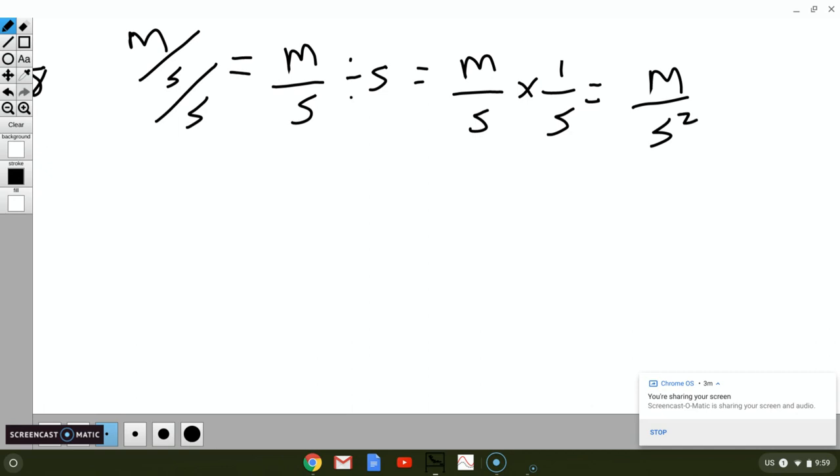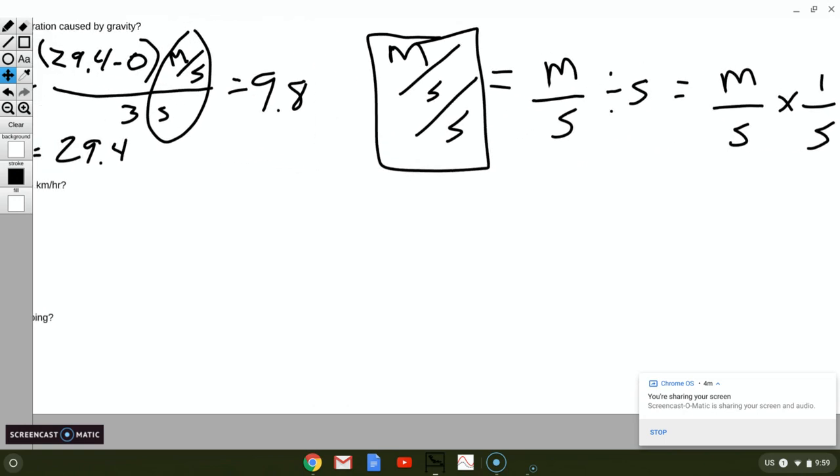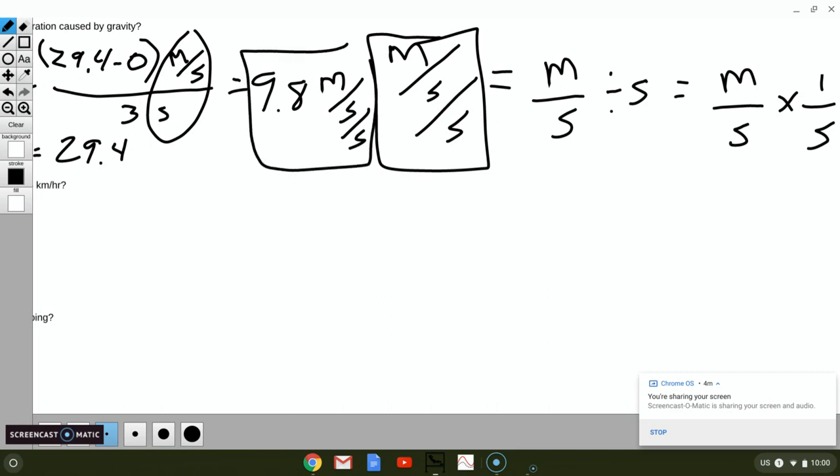It is perfectly fine to leave your units as meters per second per second. What this is saying is that the object is going that many meters per second faster each second. So if we come back to our answer, it'd be meters per second per second, or if you wanted to, meters per second squared would be just fine. Okay, so that's how you would do the first one.